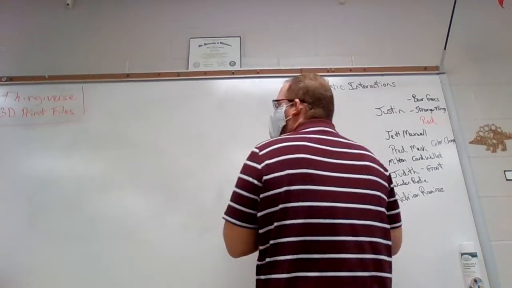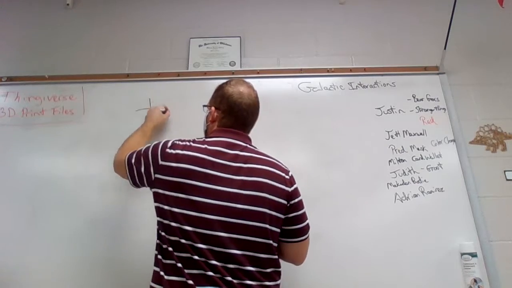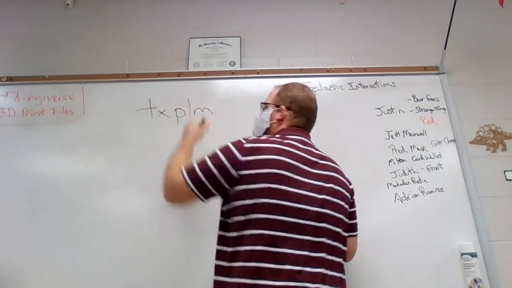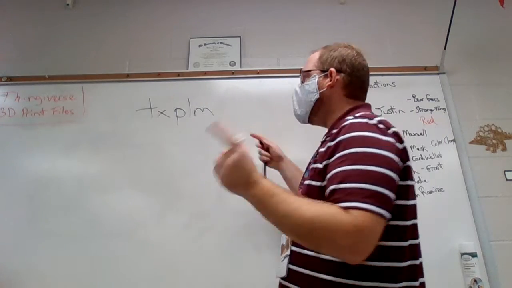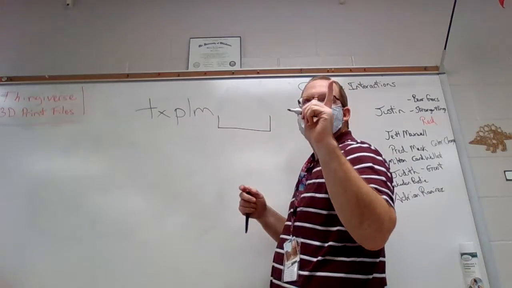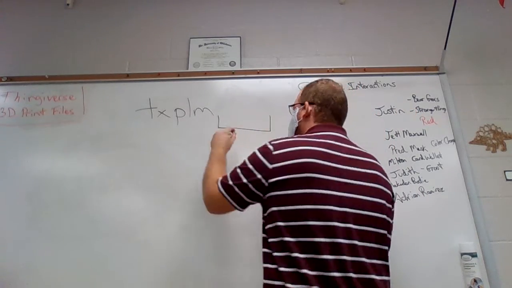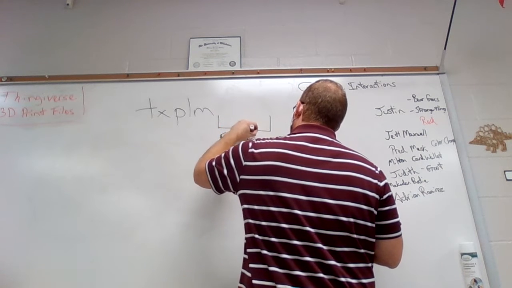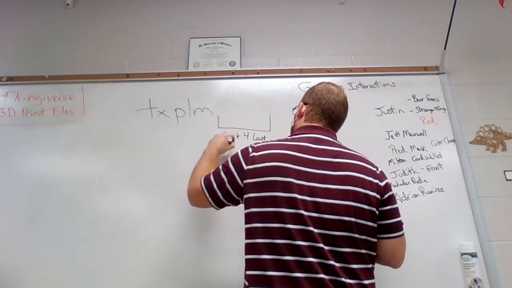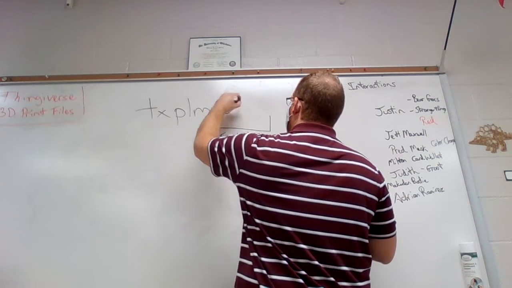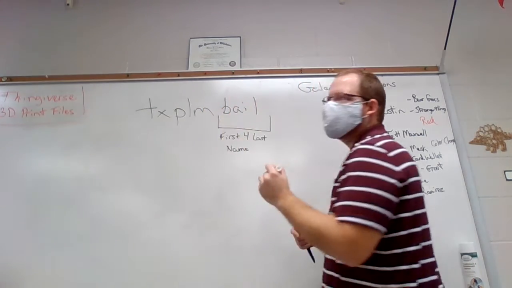It's going to be TX, like Texas. These are all lowercase. TX, PLM, like Palmer. This is your username. And then your ID number. No, wait, sorry. The first four of your last name. First four last name. Like for me, it would be BAIL because my name is Bailey.